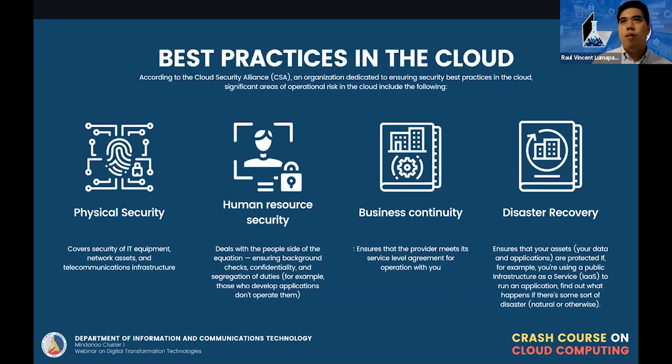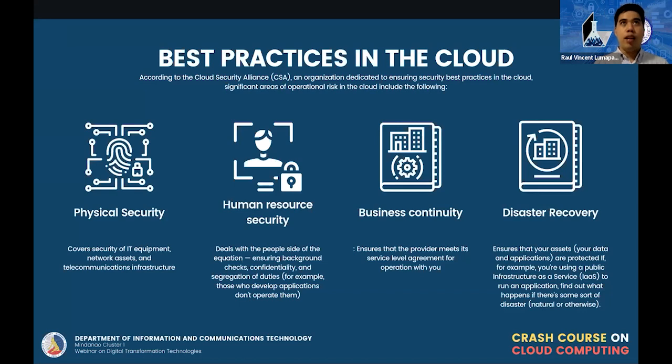And then you also need to manage the human resource side. Maybe you should ensure background checks so that people won't use your cloud infrastructure to do shady business dealings, and then you should have proper NDAs, for example, and then segregation of duties as well, meaning that only authorized people can access certain parts of the system. You should have proper authorization measures.